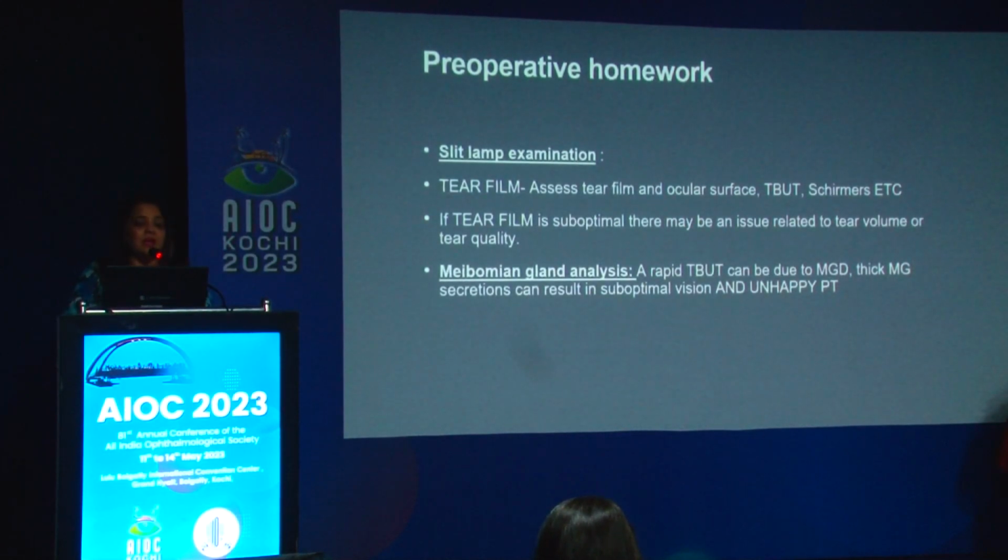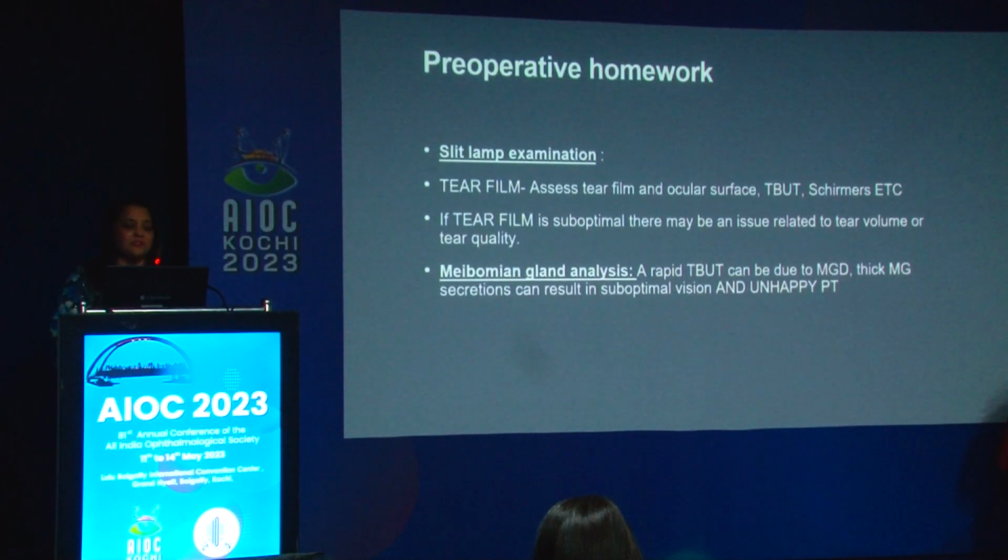On table, in the OPD, we have to see the slit lamp, assess the tear film and ocular surface, the TBUT, the Schirmer's. If the tear film is suboptimal, there may be an issue related to tear volume or tear quality. Meibomian gland analysis, very important. Rapid TBUT can be due to MGD.